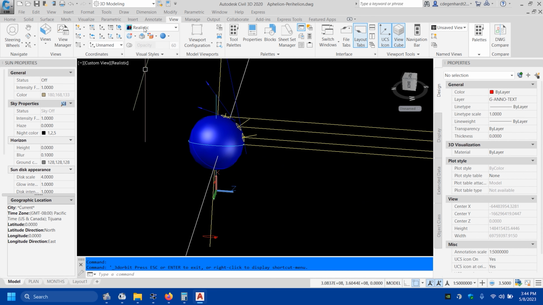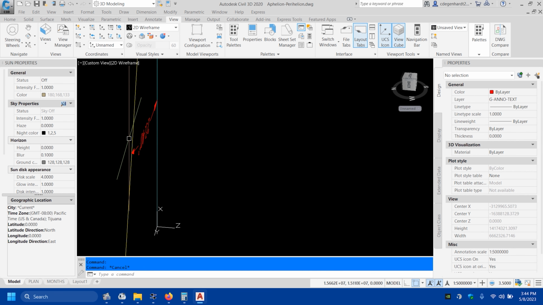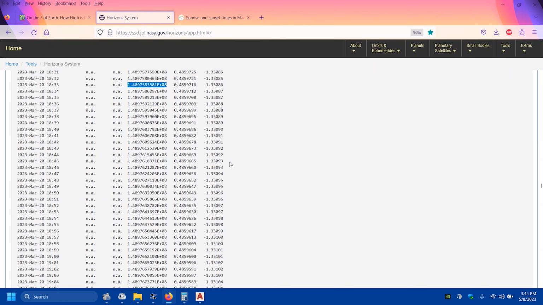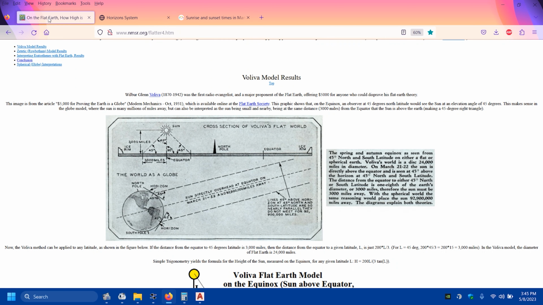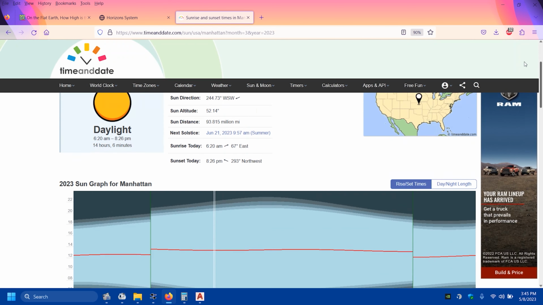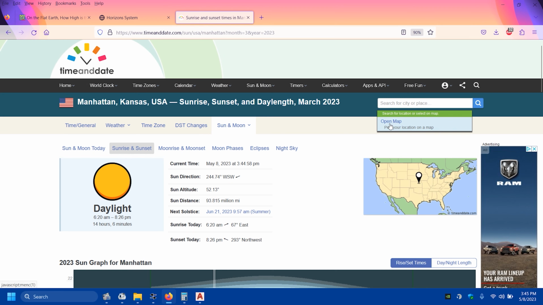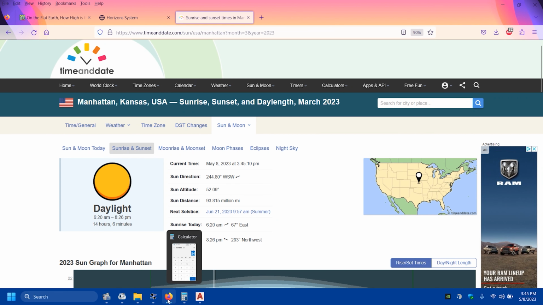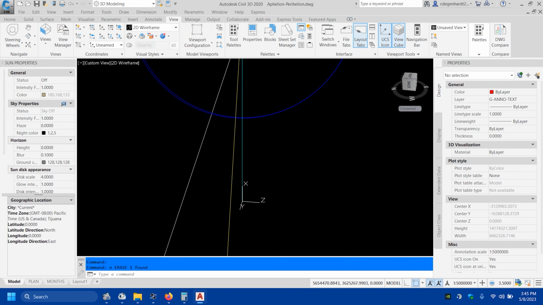Alright. So I chose Manhattan, Kansas, or let's see here. So it's at 39.18 North Latitude. So I did 15.38, my position in Manhattan. I'm in Kansas City though, but and then I did 75 degrees.